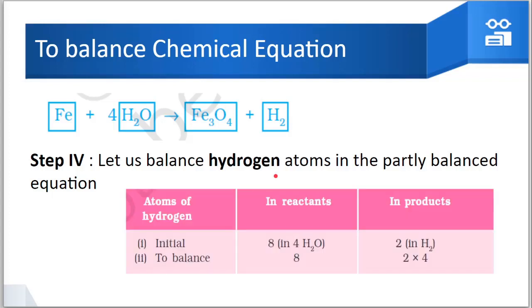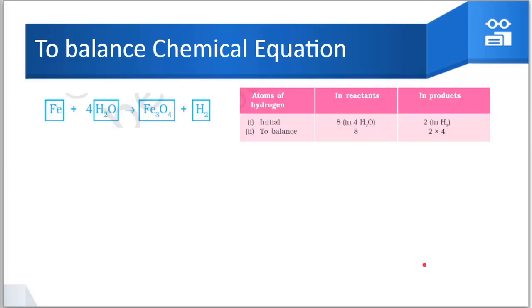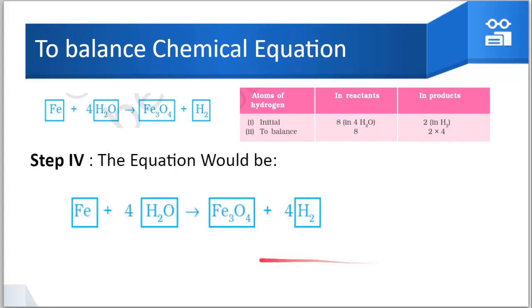So we will make the table for the hydrogen atoms. Initially, in the left hand side, we have multiplied H2O by 4, so we have 8 atoms of H. And in the products, we have 2 atoms. So to balance, we have to multiply the product by 4. Then we can balance the reactants and the products at 8 and 8. So after balancing, the equation would be Fe plus 4H2O, that gives Fe3O4 plus 4H2. Here we have multiplied H2 by 4. Now in this equation you can see oxygen and hydrogen are balanced.